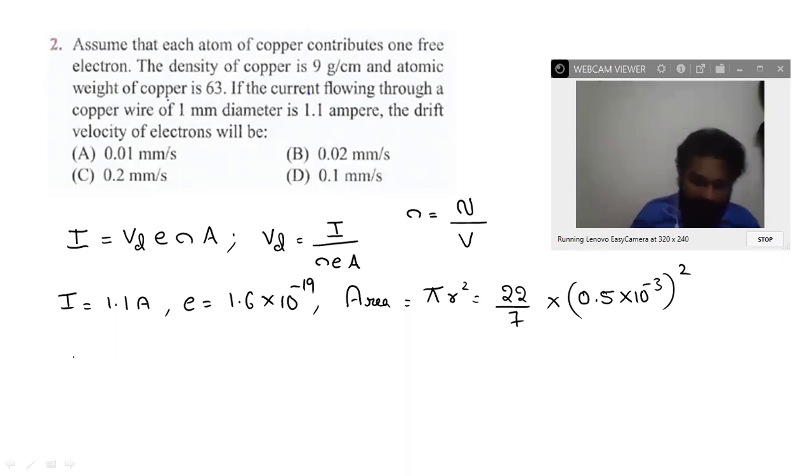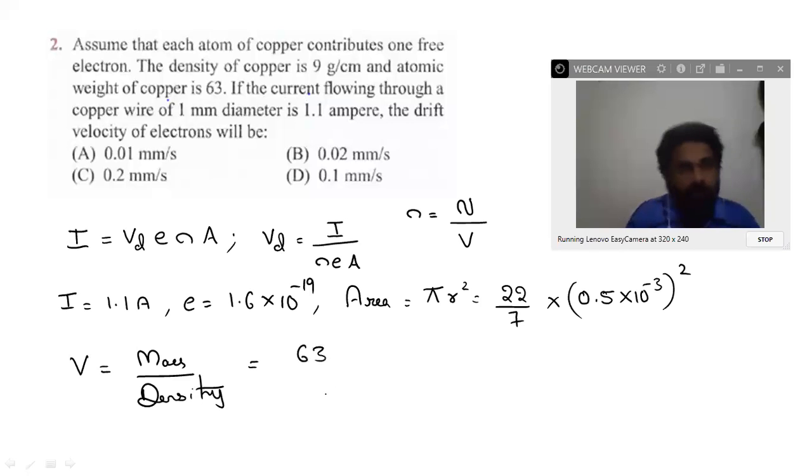Now what we need to understand is the number density is not given here. So number density we will have to find out. Here they have given atomic weight, and density is given. So we will find the volume. Volume is what? Mass by density. Mass is given as 63, and density is given as how much? 9 gram per centimeter cube.